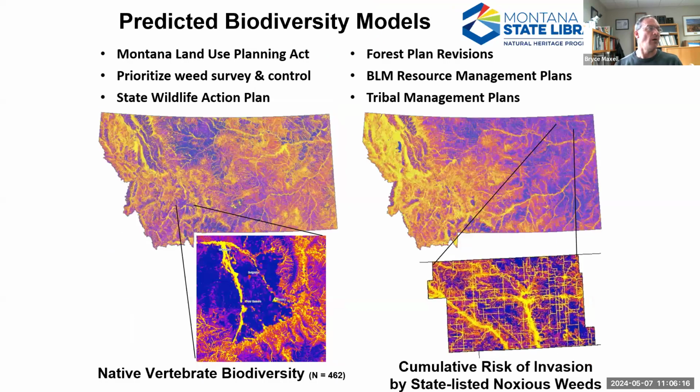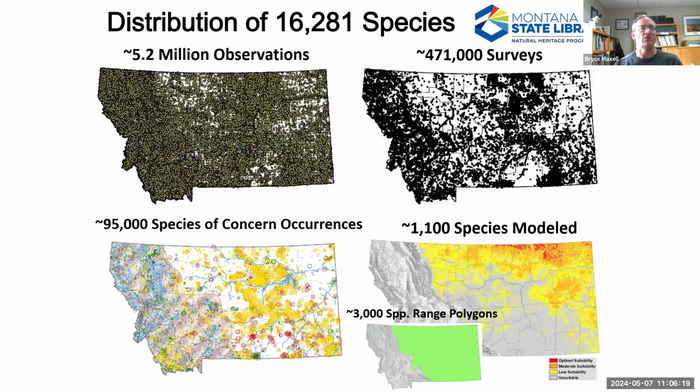Skipped a slide. In terms of what that looks like, I just want to show you that we have fairly good coverage across the state with those 5.2 million observations and almost 500,000 surveys. You can see some data holes around tribal reservations. Some of that is due to data sovereignty issues and tribes not wanting to share data. Other reasons for that are just a long history of not giving those tribes resources to survey for species on their reservations.